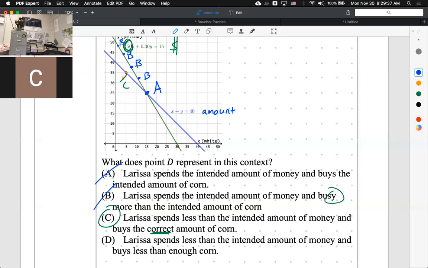She's not on either one of these lines. But where? Less than the money, so she's underneath the green line, and less than the corn, so she's also underneath the blue line. Where is a point that is underneath both of these lines? You should be able to just point on your paper and say right there. There's quite a big region. Everyone point to your own region, and then we'll write our summaries.